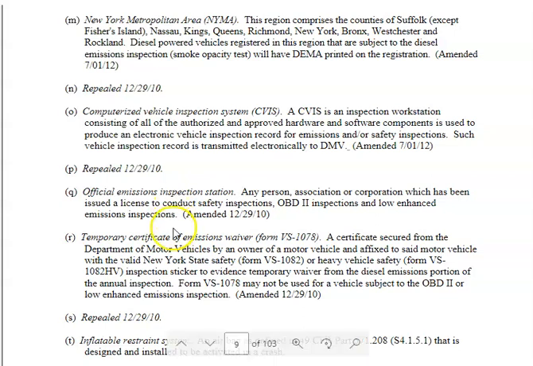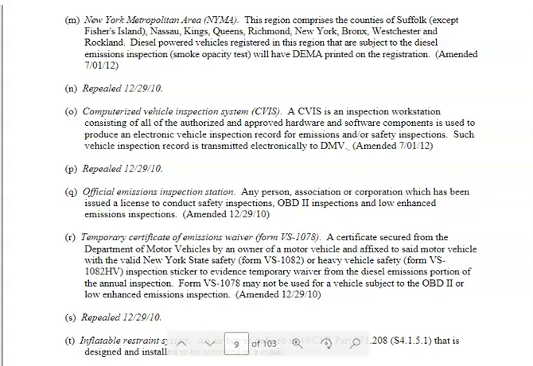A temporary certificate of emissions waiver is something we'll talk about towards the end of the course. It's basically a waiver that says a person is allowed for 1 year to not pass the emissions portion of the New York State inspection. It basically waives that requirement for the period of 1 year.